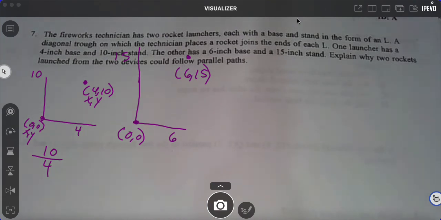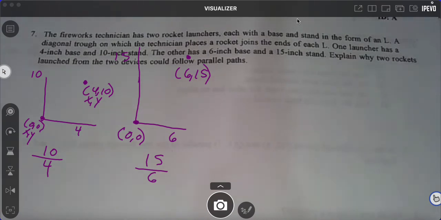Then this one would have been 15 minus 0 over 6 minus 0. What do you know about these two numbers? They both simplify to the exact same number. So what do you know about the slopes? The slopes are the same. So the two paths of the rockets are going to be parallel.